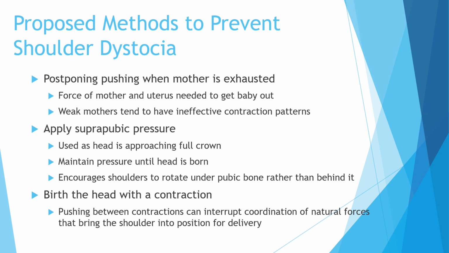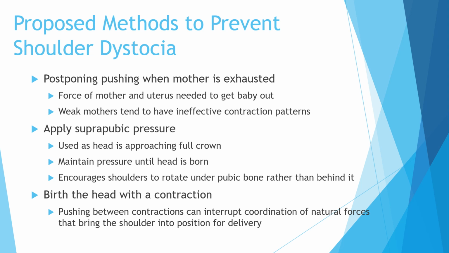Apply suprapubic pressure tends to be more in the hospital setting, but it's a way to, the head is out, the shoulders are a little tight space. You can help manually shrink the shape and the size of the shoulders to deliver the baby. Maintain the pressure until the head. So you have to work as a team. Your birth assistant would apply the pressure over the mom's symphysis pubis, and then the midwife care provider would rotate the baby. It encourages the shoulders to rotate under the pubic bone rather than behind it.